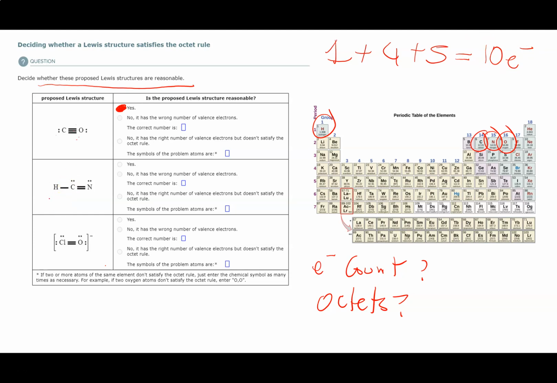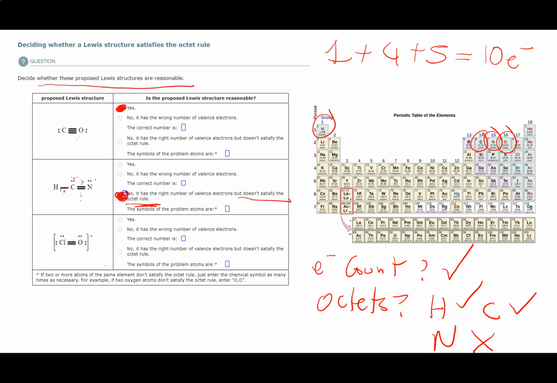So do I have a count of 10 electrons? 2, 4, 6, 8, 10. Let's double check that. 2, 4, 6, 8, 10. So it does have the correct number of electrons. But now we need to check octets. Hydrogen has a share of 2 electrons, so it's happy. Carbon has a share of 2, 4, 6, 8, so the carbon is happy. Nitrogen, 2, 4, 6, the nitrogen is unhappy. So this is not a valid Lewis structure. And the reason that it's not a valid Lewis structure is that it does have the right number of valence electrons, but doesn't satisfy the octet rule.